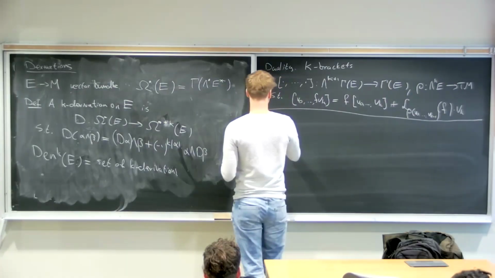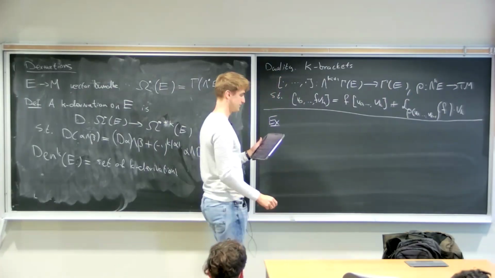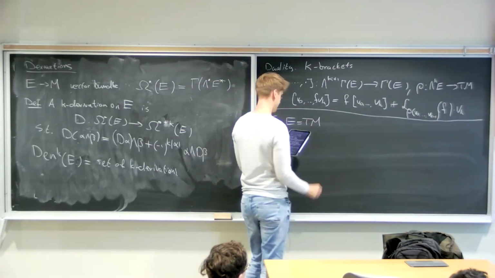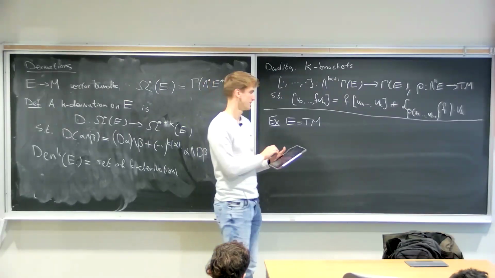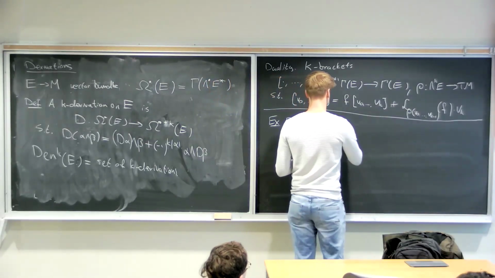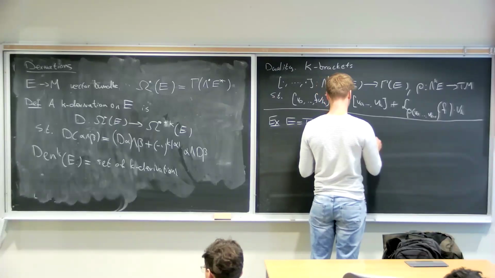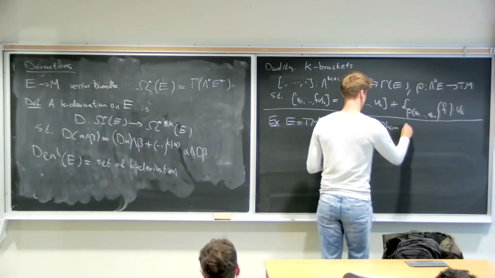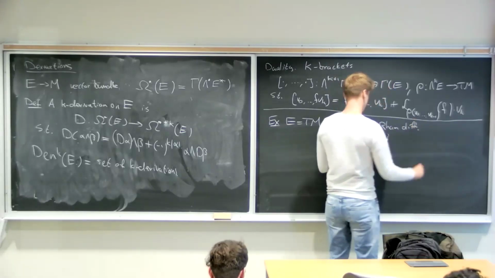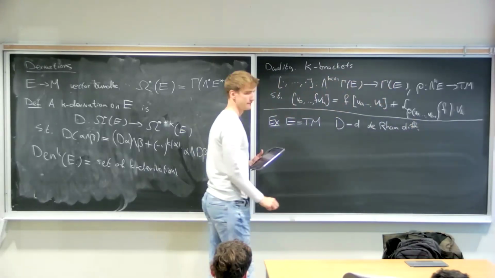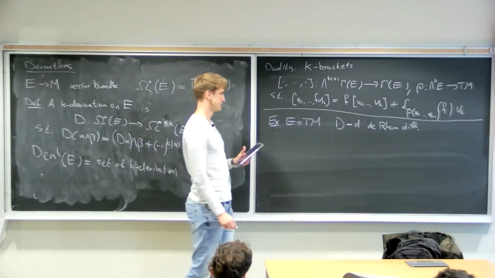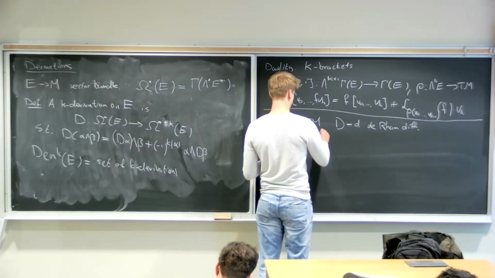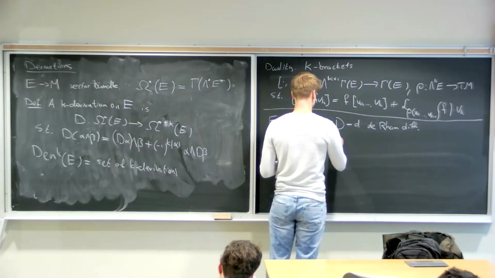Okay, some examples of derivations. E equals TM. This is maybe a very central example for a story. We can take d to be the exterior derivative or the de Rham differential. And this is in duality with the Lie bracket of vector fields.